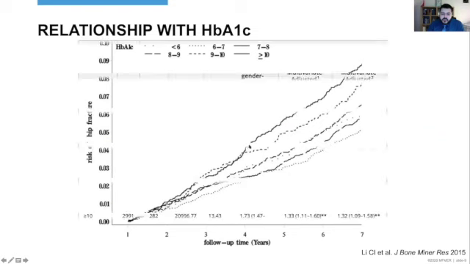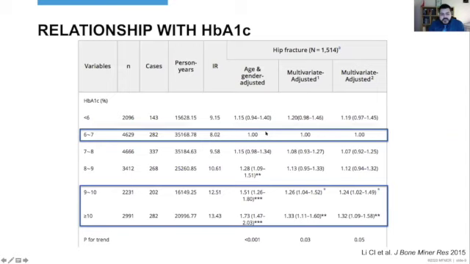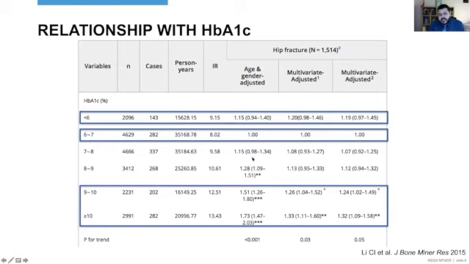And looking at the same data in a different way, if we compare those who have an A1C between 6 and 7%, considering them as the reference group, you can see that there is an incremental increase in the age and gender adjusted risk of hip fracture, most significant when A1C was greater than 9% and even more greater than 10%.